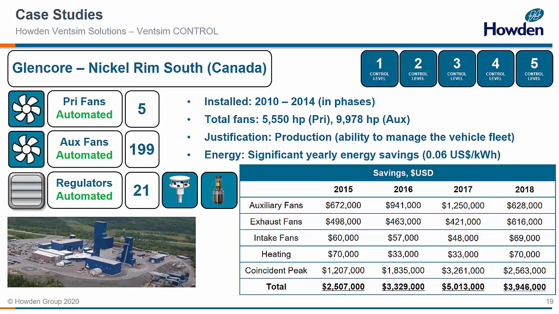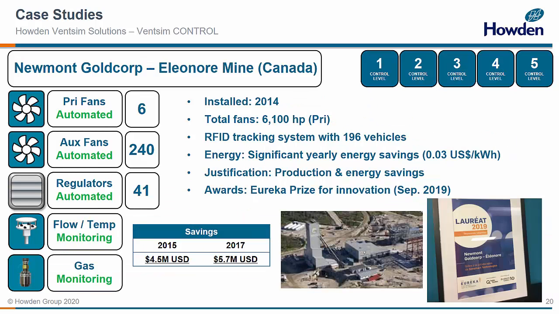The Glencore Nickel Rim South mine has all 5 levels of control. They're controlling 5 primary fans, 199 auxiliary fans, 21 airflow regulators, and all the associated monitoring. And their main justification was to be able to manage the vehicle fleet properly and get the energy savings, which we can see an example here. They have between $2.5 and $5 million of savings per year. We can see the breakdown of the fans, energy savings, as well as the heating savings based on airflow reductions, and the peak energy savings as well.